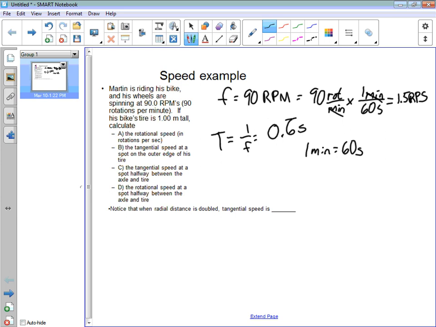If you want to say 0.67 or 0.667 or whatever, I don't care. But that's not the answer. The question was the tangential speed at the spot on the outer edge.